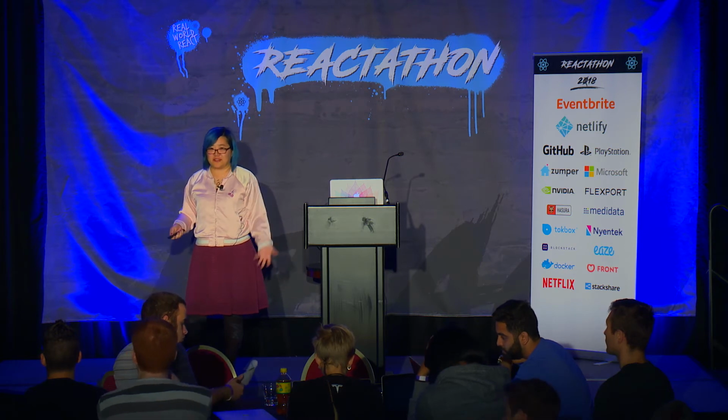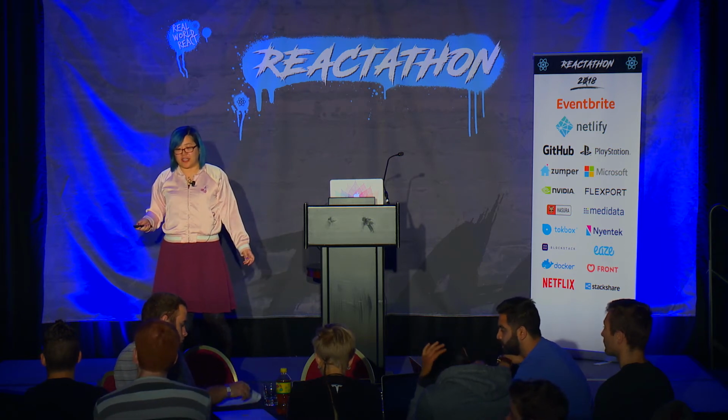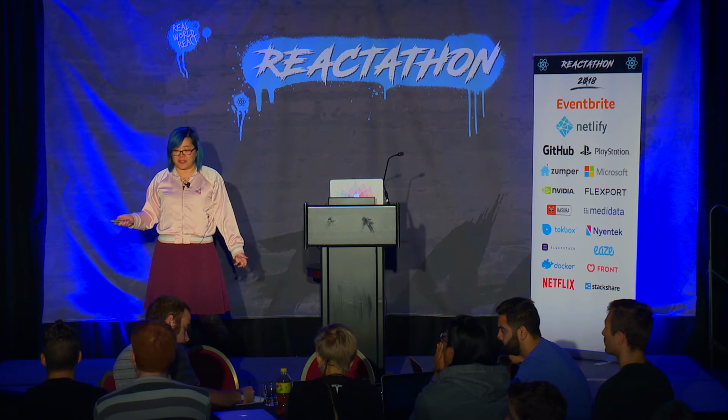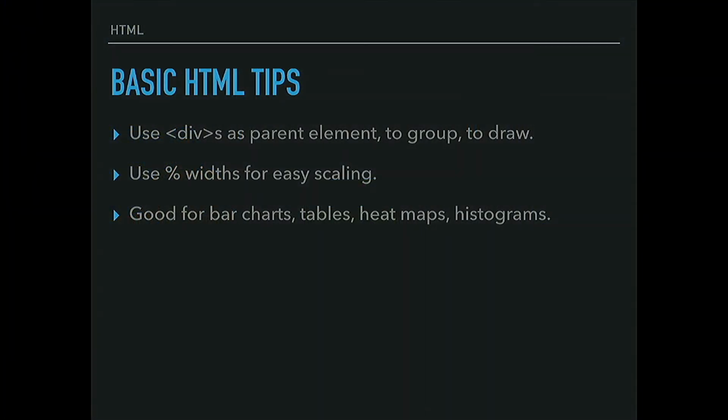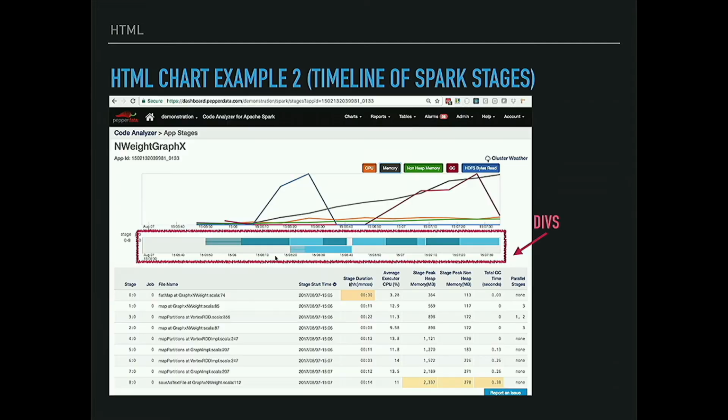Or percent heights, depending on which way your chart's facing. HTML is great for rectangle-y things like bar charts, tables, heat maps, and histograms. You could probably do scatter plots and bubble charts with them if you use some CSS to make circles and use absolute positioning. Here's another example of an HTML chart.